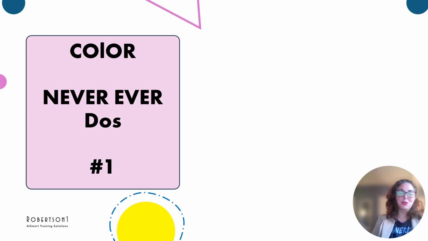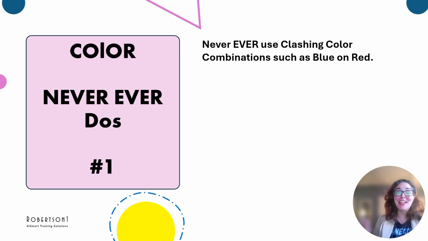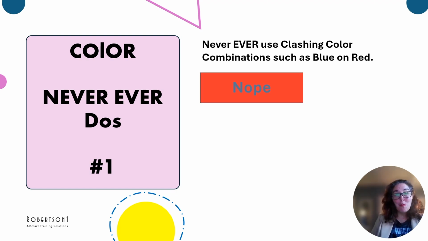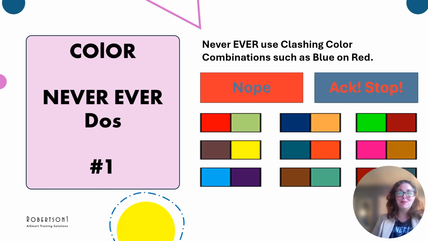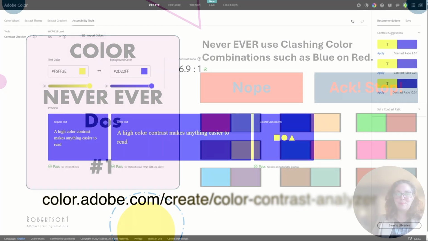So here we are. Okay, so the first never ever do with color is never ever use clashing color combinations such as blue on red or red on blue. Why? Because they tend to buzz. They make your eyes buzz. It's very painful to look at. So any of these combinations don't really work. But why is that? Let's take a look.